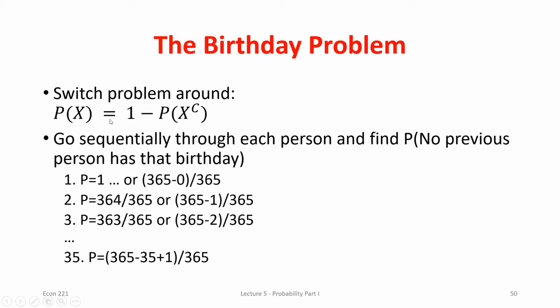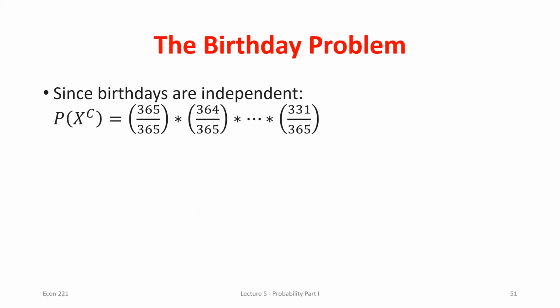So to find the probability that nobody has the same birthday, X complement, I just multiply all these probabilities by each other, right? So that would give me the probability that person 1 has a unique birthday, and the probability that person 2 has a unique birthday, and so on and so forth. All right.